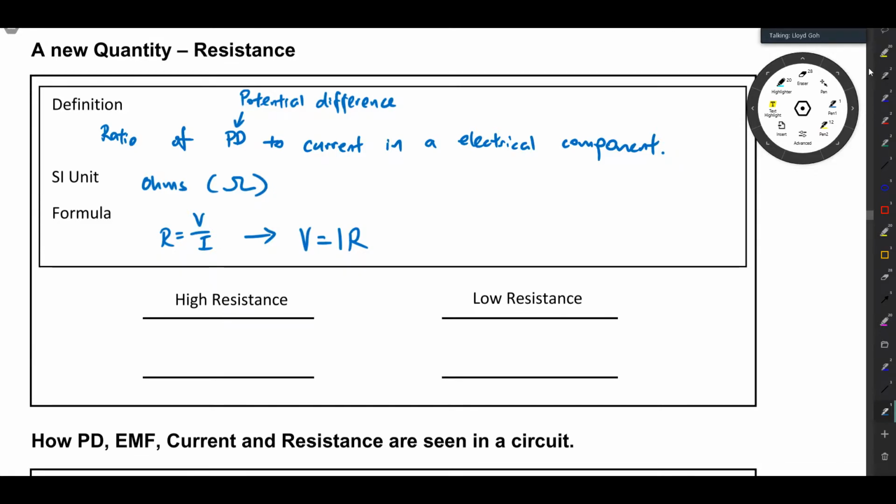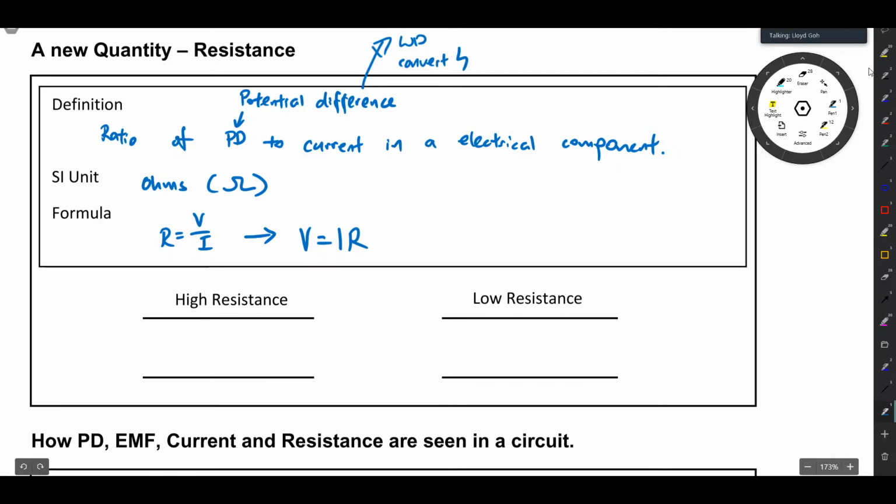So remember, PD is work done. No need to write this down, I'm just trying to refresh your memory. PD is my work done in driving a charge across the circuit per unit time, in converting electrical energy to other forms of energy.